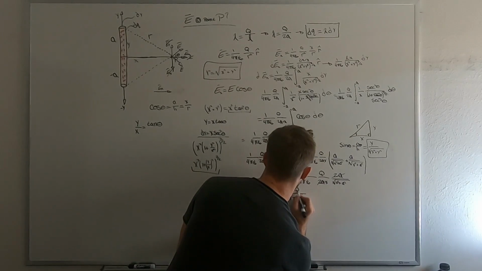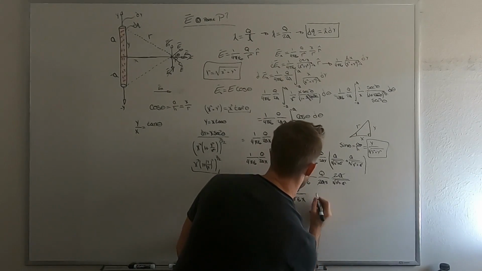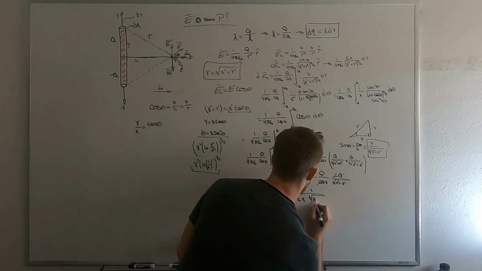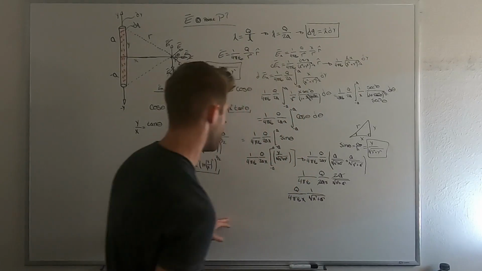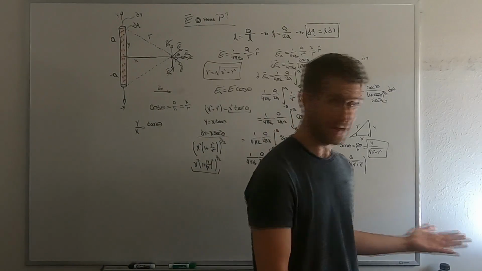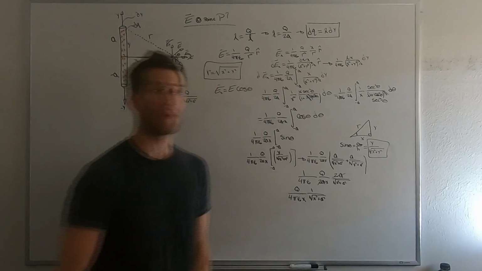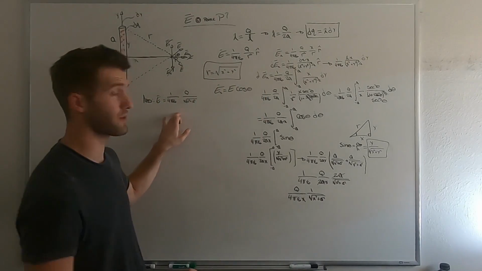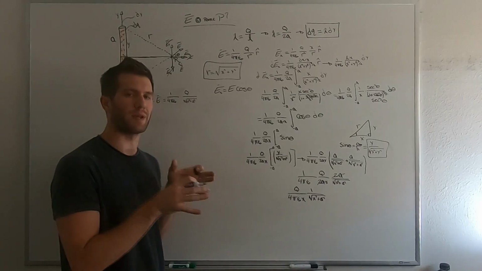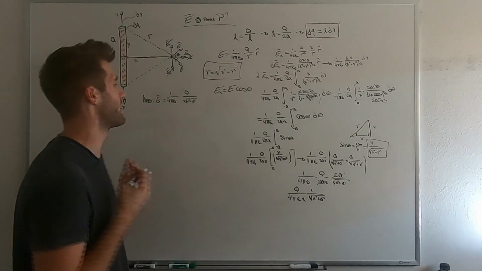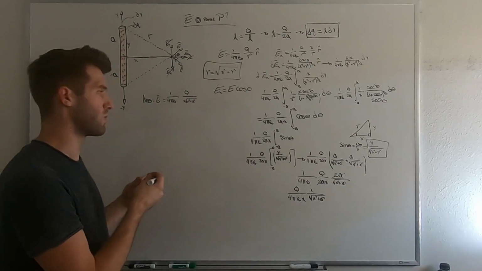We'll put q here, and it's going to be x times 1 over the square root of x squared plus a squared. Okay, so that's pretty nice. Now we have our electric field, and let's deconstruct this and rearrange it to get a better idea as to what it's telling us.